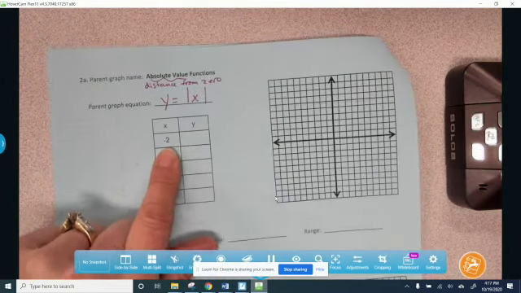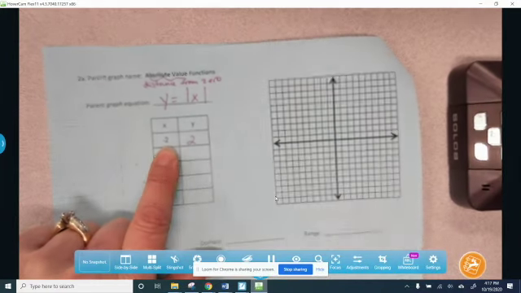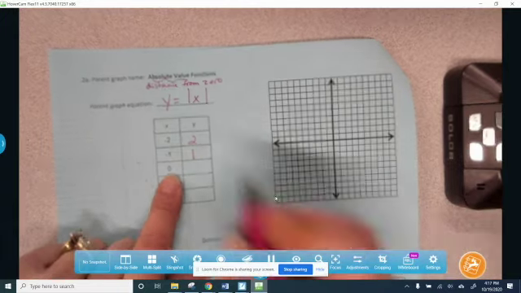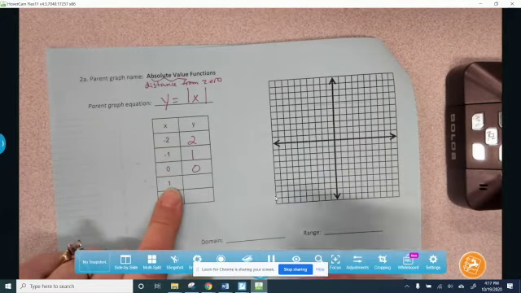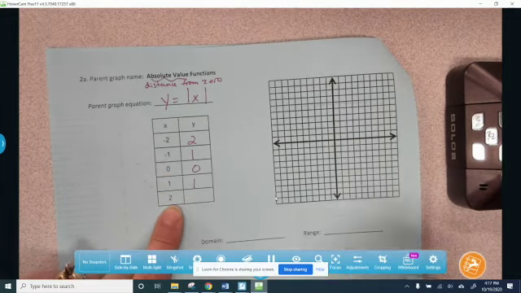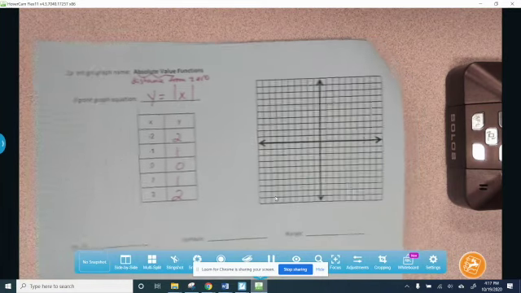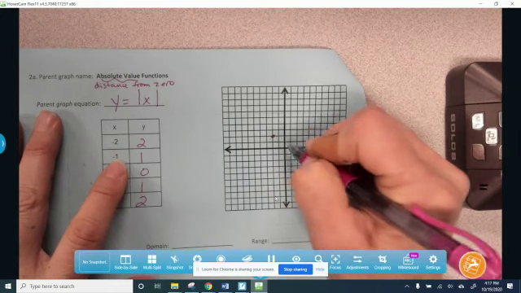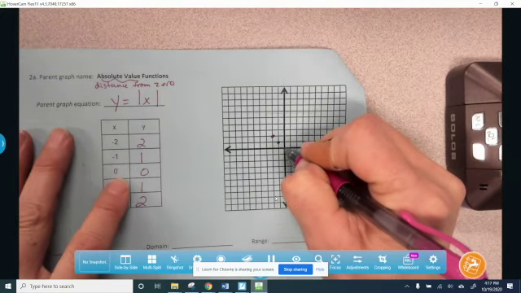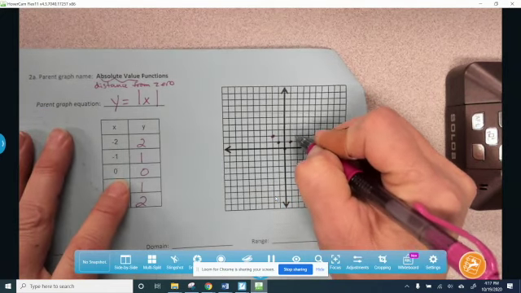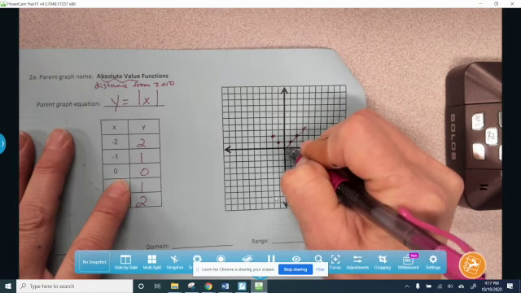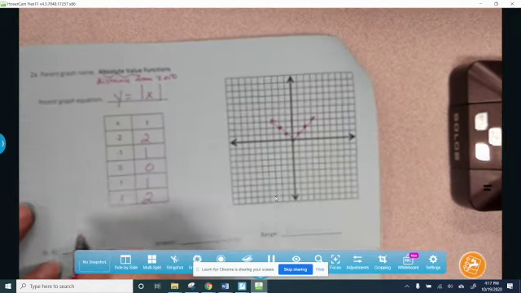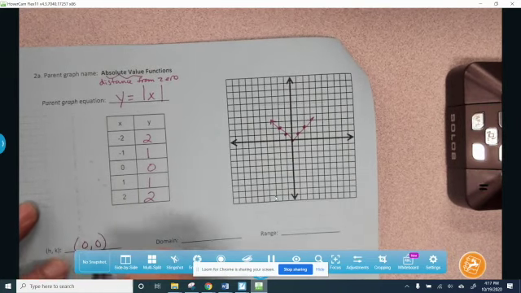How far from 0 is -2? 2. How far from 0 is -1? 1. How far from 0 is 0? How far from 0 is 1? How far from 0 is 2? When we plot these points, (-2, 2), (-1, 1), (0, 0), (1, 1), (2, 2), there it is. There's your parent function. Now h, k is (0, 0).